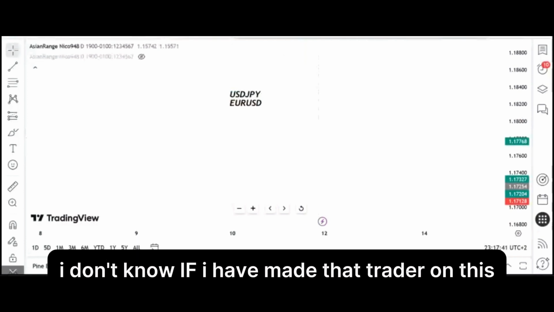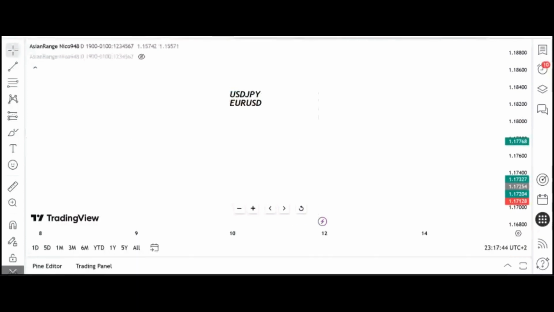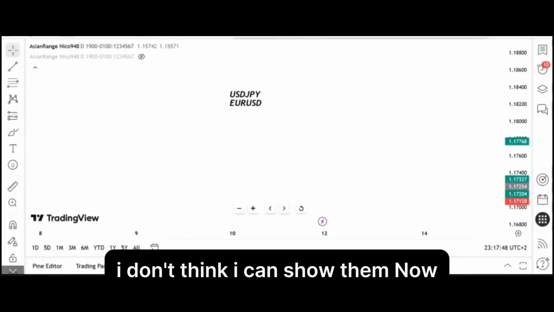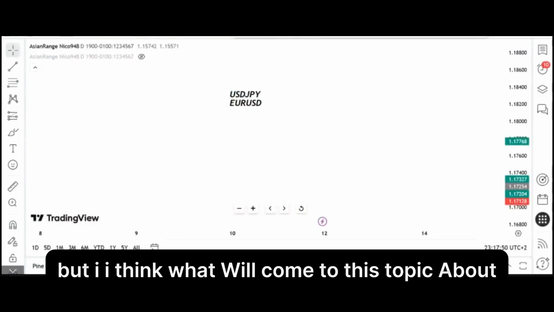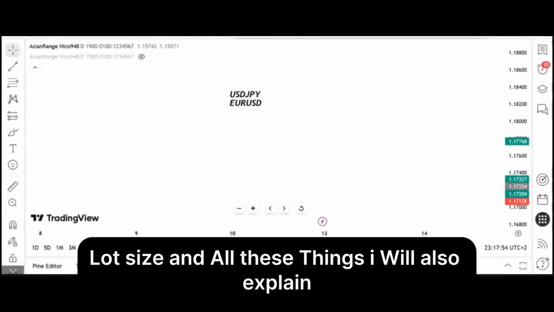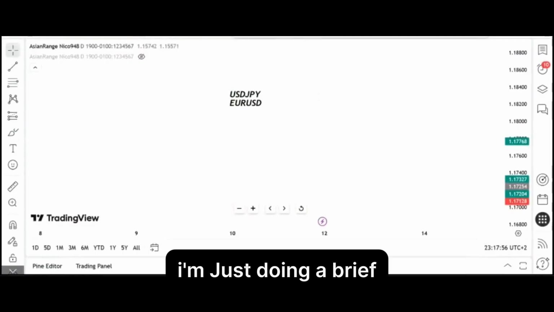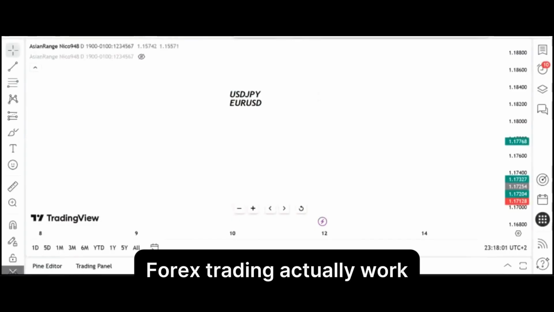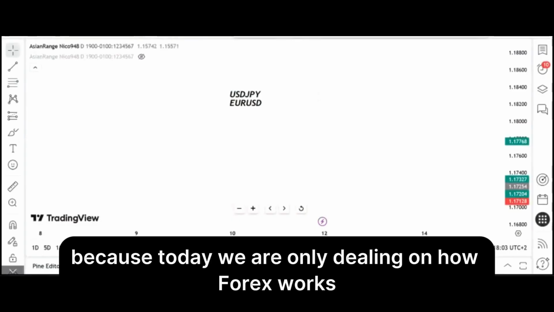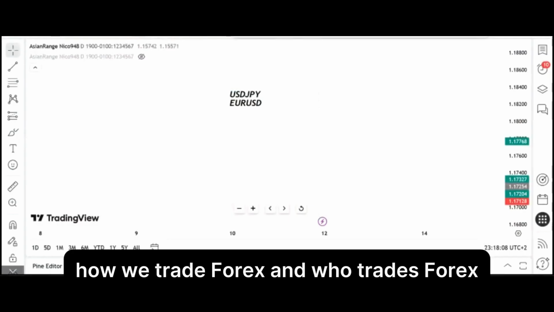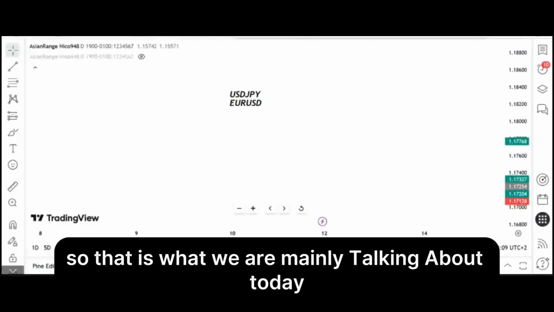I don't know if I have MetaTrader on this. I have it on my phone, but I don't think I can show it now. But when we come to the topic of lot size and all these things, I will also explain. I'm just doing a brief summary so you can understand how forex trading actually works, because today we are only dealing with how forex works, how we trade forex, and who trades forex. So that is what we are mainly talking about today.